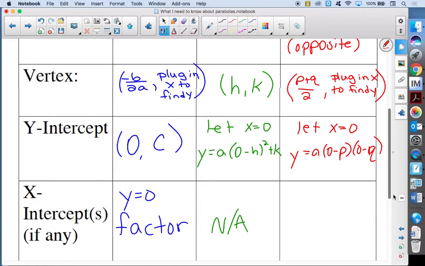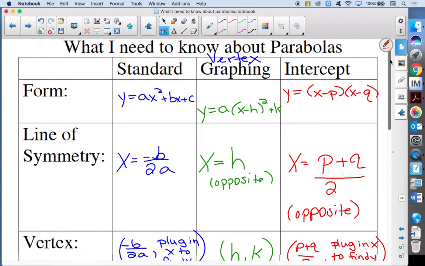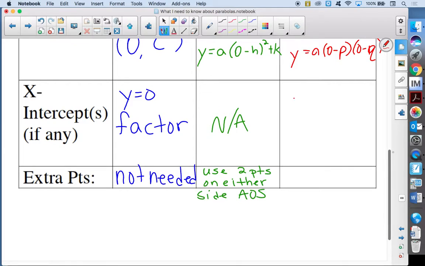And then the last thing here, the x-intercepts, well, that's the form that it's in. So the numbers in this problem are the x-intercepts. When you're factoring it and you're solving, anytime you solve for x, you're really finding an x-intercept of the graph. So the x-intercepts are the p and q values in your factored answer. Whatever you get when you solve those parentheses would be your x-intercepts. And again, the extra points are not needed. So if you get x-intercepts, you don't need to find those other points.